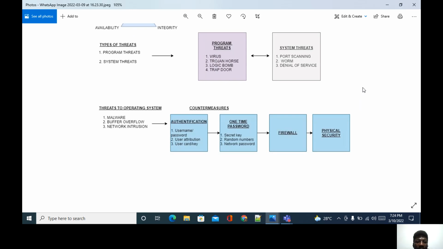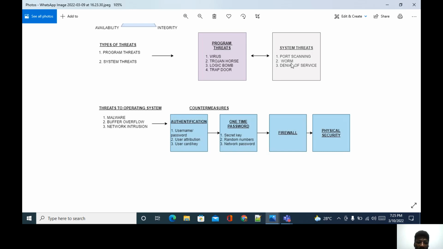Now, threats to the operating system. You have malware, and malware is a general name for all these programs. So don't be confused about malware and virus. Malware is like a container. All these, like virus, Trojan horse, logic bomb, and the others, fall under malware. So malware is a threat to the operating system.